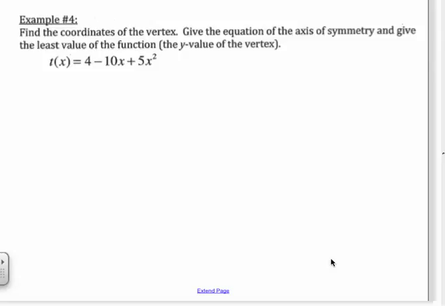I was talking with Jordan earlier, and Jordan said, you know what, Mr. C, we got to put this thing in standard form. And we do, because we want to make sure that we get the right values for a, b, and c.